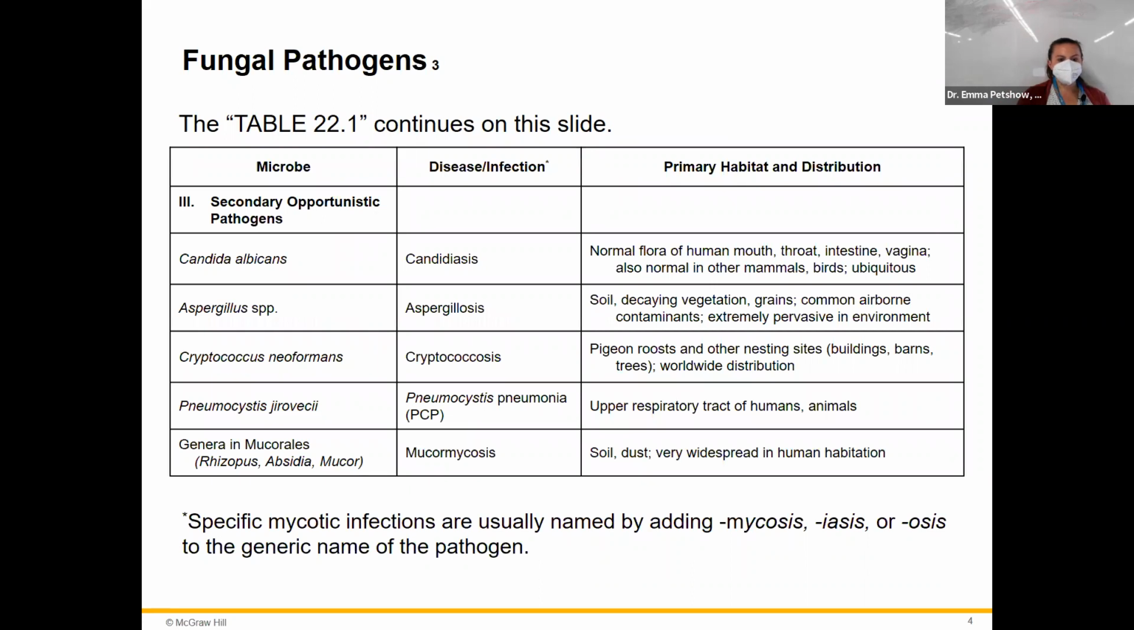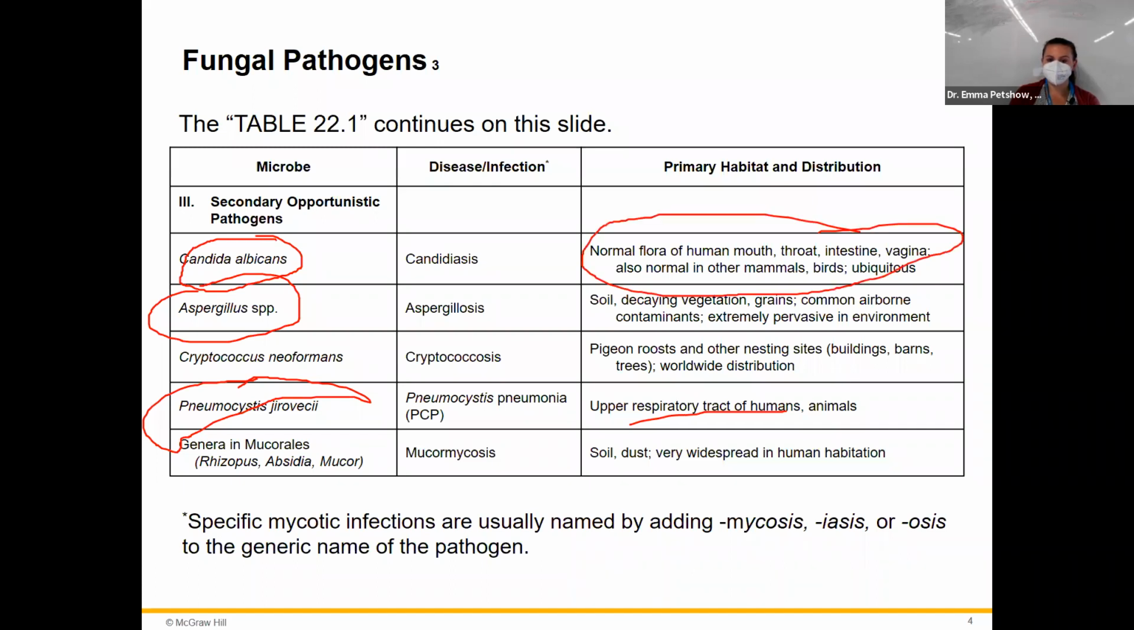I would say here, our secondary opportunistics are going to be the most important. So your Candida, your Aspergillus, and your Pneumocystis. These ones have come up before because we can see them commonly clinically. Again, name recognition, recognizing where they're going to affect you or what some of the clinical associations are. Like this is upper respiratory tract. This is the most likely associated with mucosal membranes.